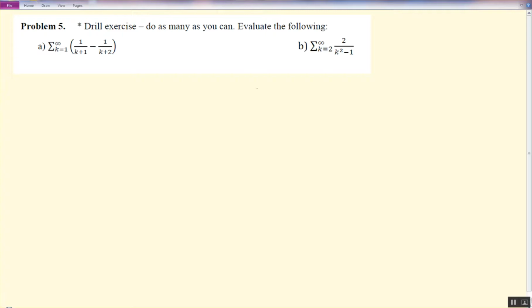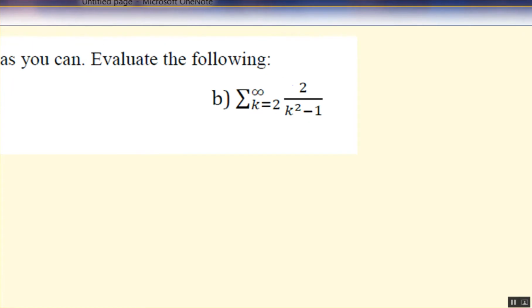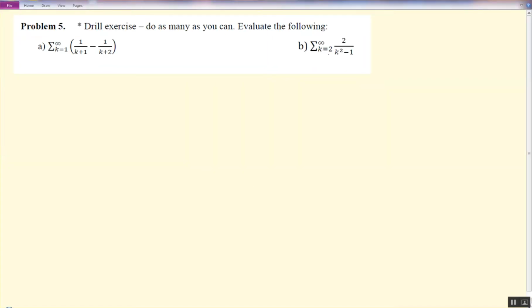Let's begin with part B. Part A, I skip, because part A is very similar to the introductory example. Now for part B, first of all, you observe that this is actually not in a partial fraction. You want to write that into a partial fraction first.